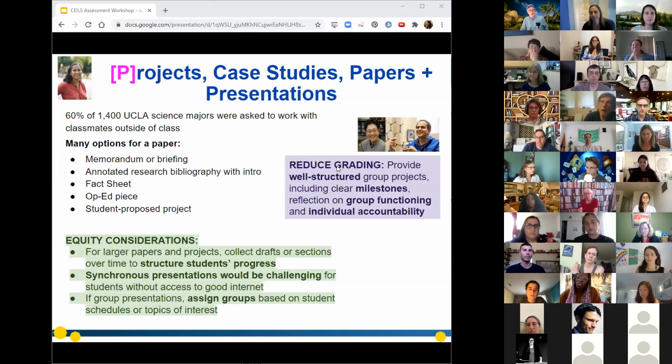So give them milestones and then have them reflect on group functioning, and you can incorporate individual accountability by having them grade one another and their contributions. But I only recommend doing that if they're also discussing openly with one another how they're each doing.